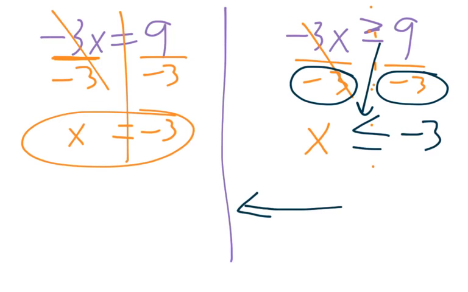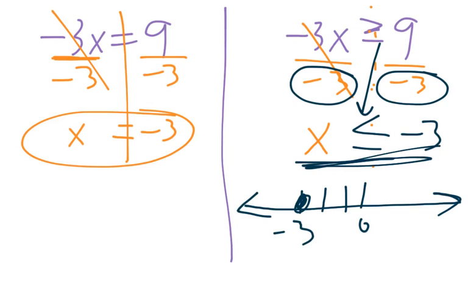And now we still have to graph it. It's going to be a closed circle on negative 3. It says x is less than or equal to negative 3, so we shade to the left. If at any time during this video lesson I'm going too fast, pause the video to give yourself the opportunity to write it down and interpret what's happening. That's an important part of learning math.